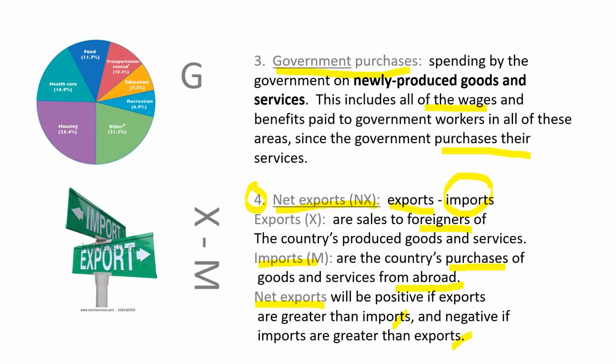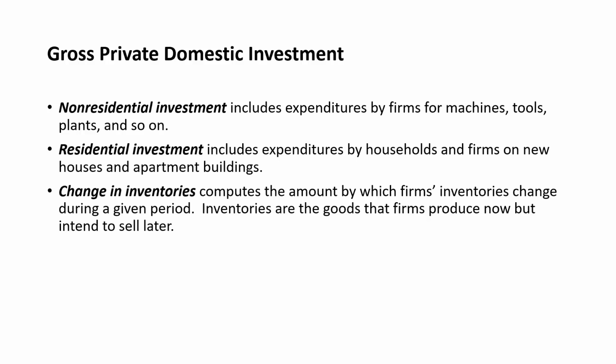As we saw earlier, private investment expenditure is part of GDP, and this brings us to gross private domestic investment, which is basically a measure of the amount of money that domestic or local businesses invest within their own country. Okay, GPDI is one component of GDP, and it has three categories: non-residential investment, residential investment, and change in inventories. Non-residential investment includes expenditure by a firm for machines, tools, plants, and so on.